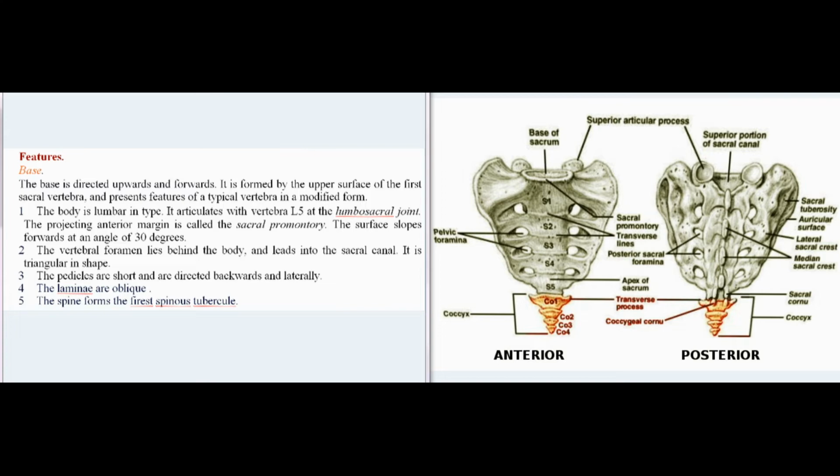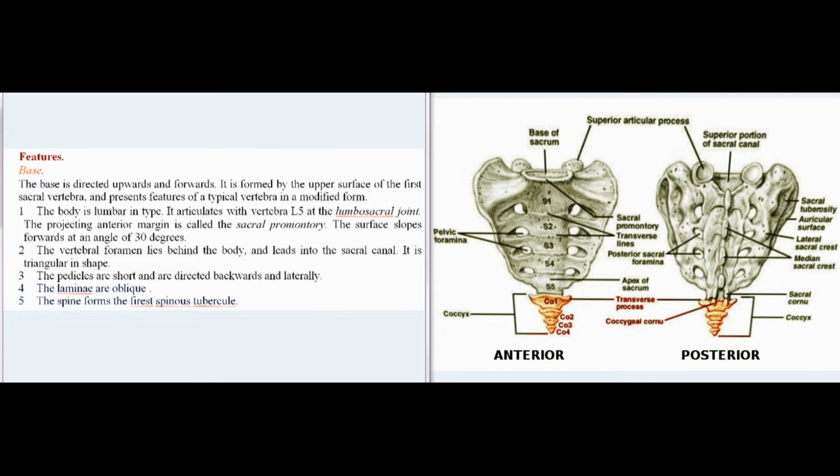The projecting anterior margin is called the sacral promontory. The surface slopes forwards at an angle of 30 degrees. 2. The vertebral foramen lies behind the body, and leads into the sacral canal. It is triangular in shape.